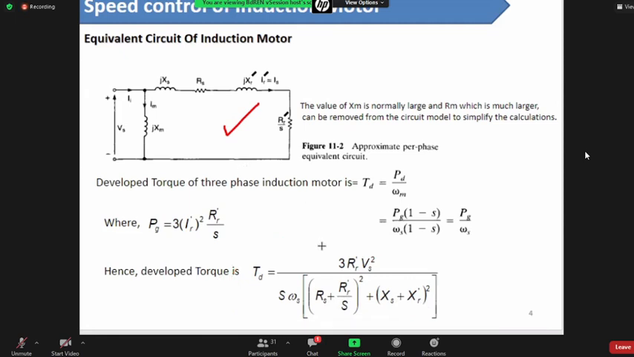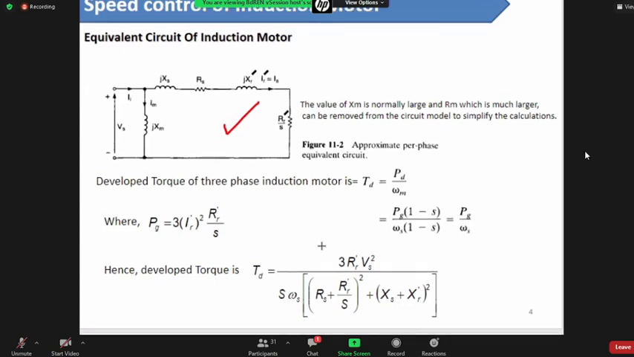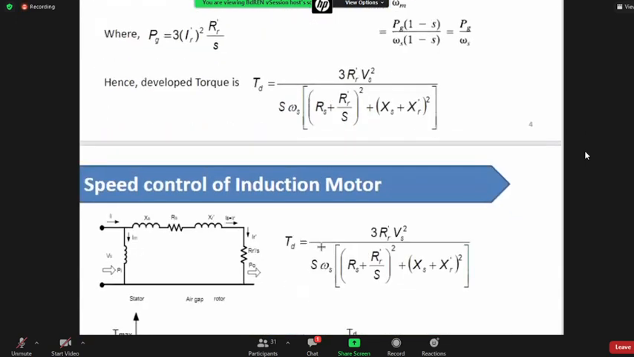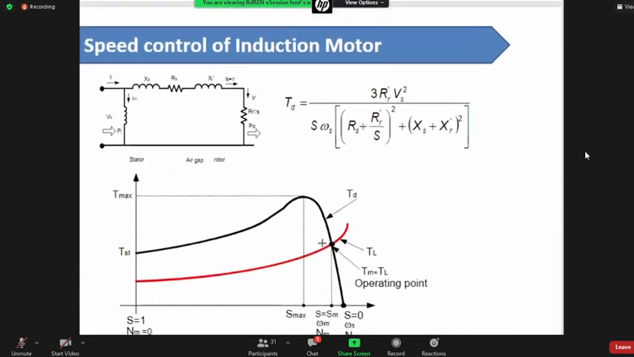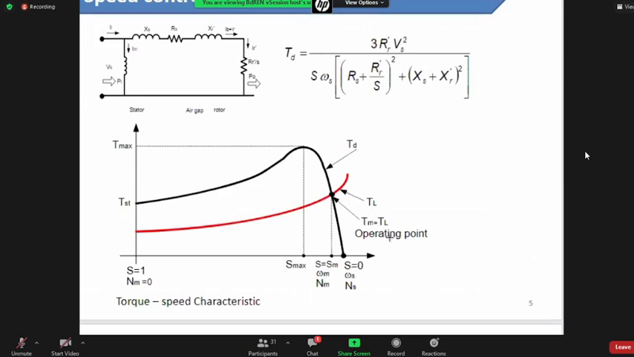Now, this is your developed torque, the expression of developed torque. For this expression, if you try to plot the relation between speed and the developed torque, the relation would look like this, the black curve. That actually shows the relation between the developed torque and the speed of an induction motor.